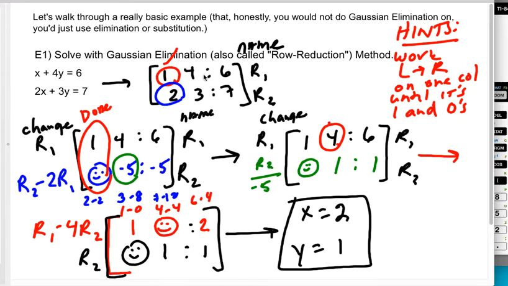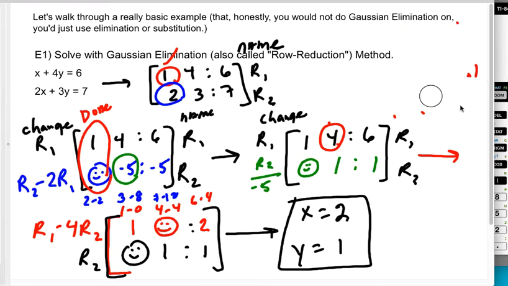What I want you to notice is that in each step I need to communicate the changes I'm making. I do it this way, where I name the rows on the right and then make my changes on the left, rename them, make my changes, rename them, make my changes. The other way you'll see this done, and you'll see it in the textbook, is they'll write the change above the matrix. I like my way better, I think it communicates things more clearly.